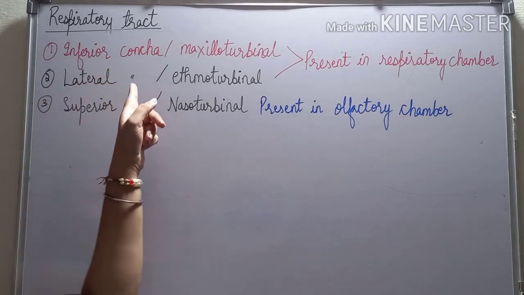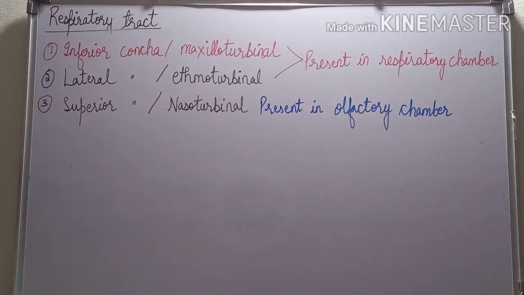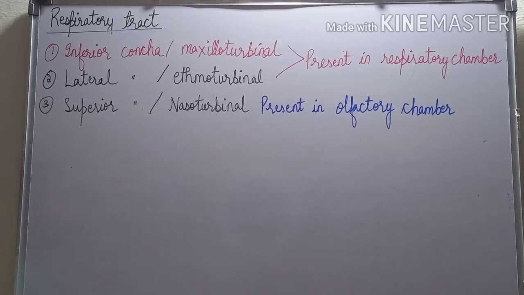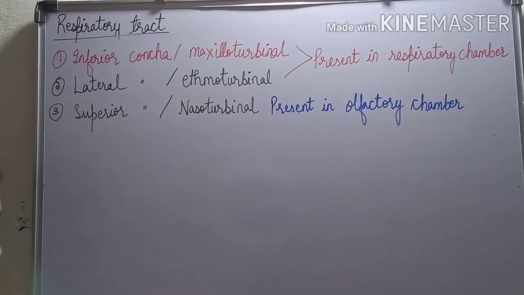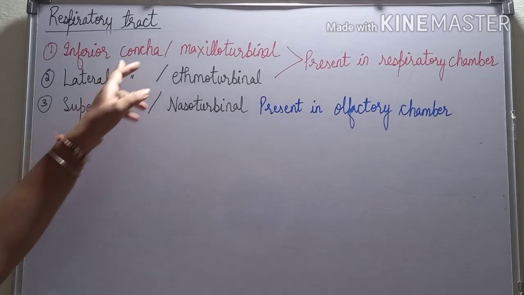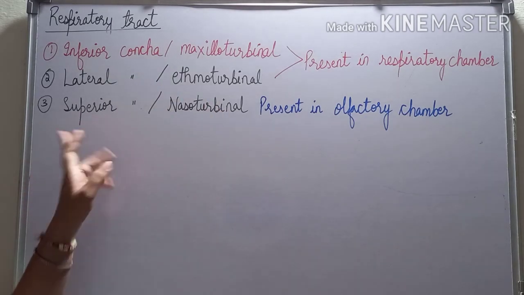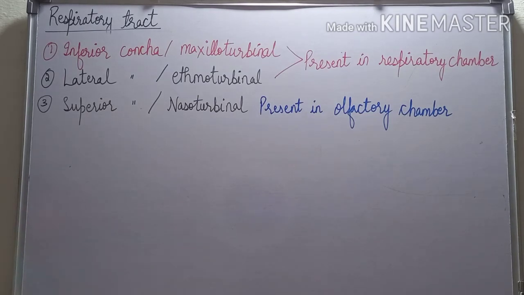The inferior and lateral concha are present in the respiratory chamber. Just now I told you that this nasal chamber is divided into three parts, that is the vestibular chamber, respiratory chamber, and olfactory chamber. In the vestibular chamber there is no concha. The concha is present in the respiratory chamber and olfactory chamber. In the respiratory chamber, inferior and lateral concha are present, whereas in the olfactory chamber only the superior concha is present.